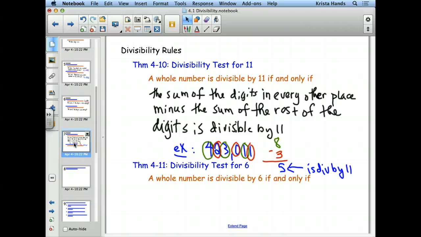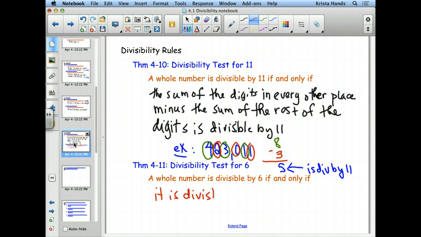The last one, the divisibility test for 6. Any idea about that one? A number is divisible by 6 if it is divisible by 2 and 3. Why would that work?